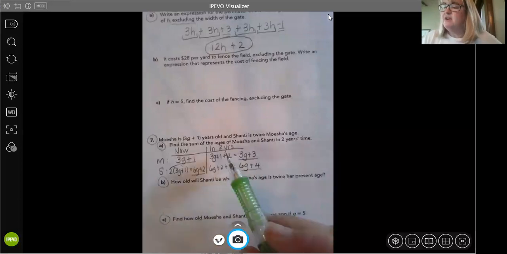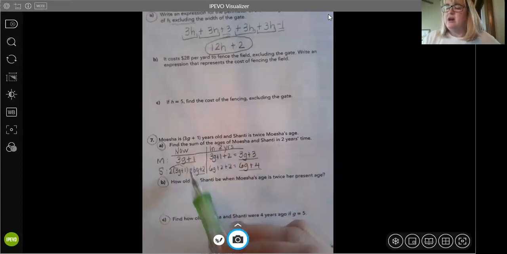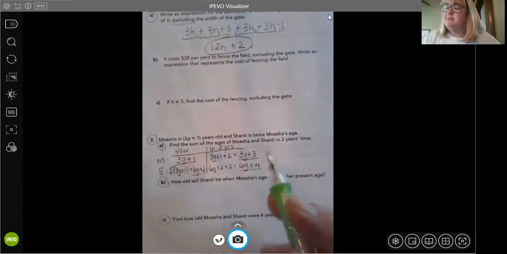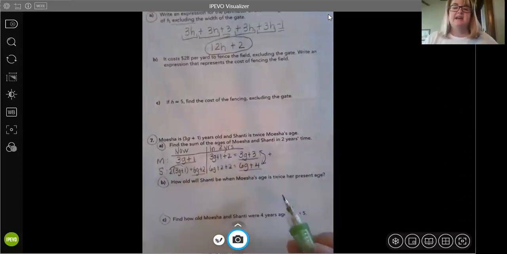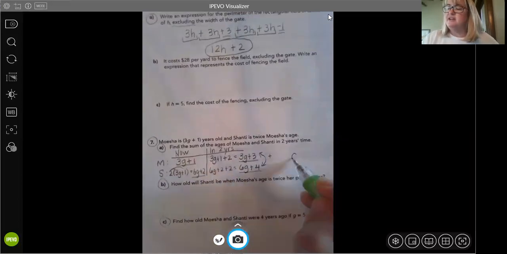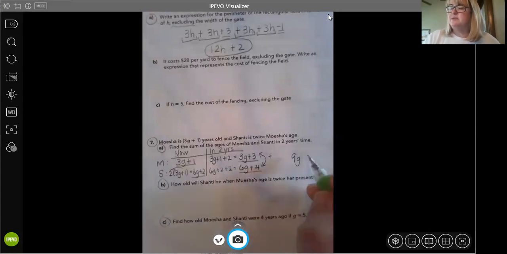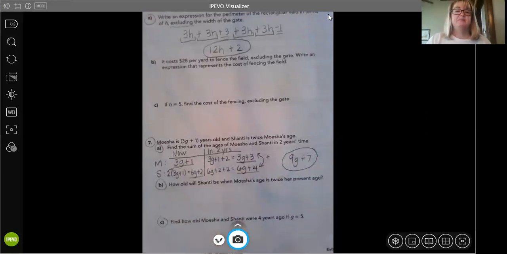Find the sum of their ages in 2 years' time. So we don't really need this now. We are looking at 2 years. And the sum means we need to add these together. So let's add like terms. Well, these both have G in them. So we do 6G plus 3G, and 6G plus 3G is 9G. And then we've got plus 3 plus 4. So that is plus 7. So in 2 years' time, their ages are 9G plus 7.